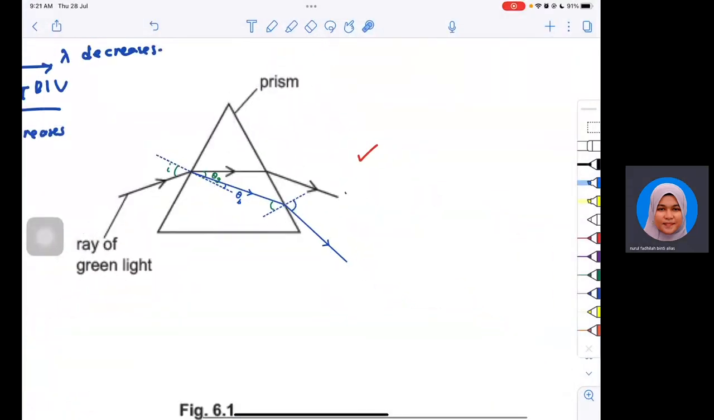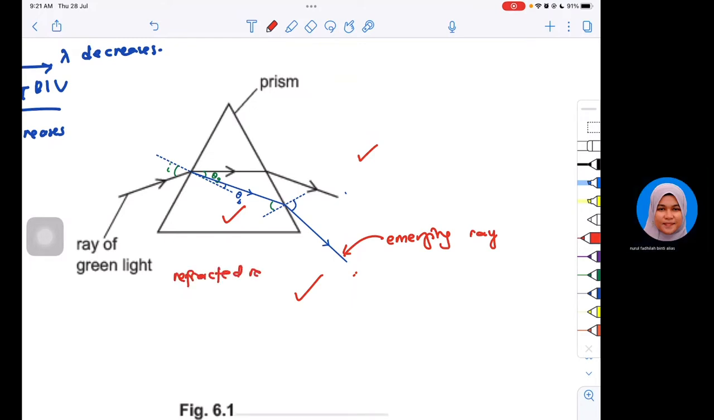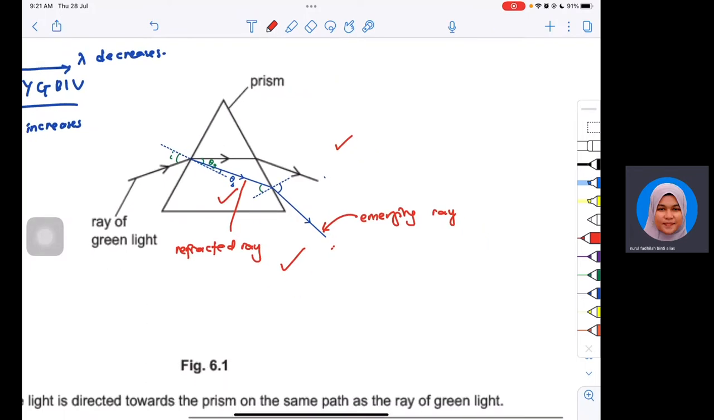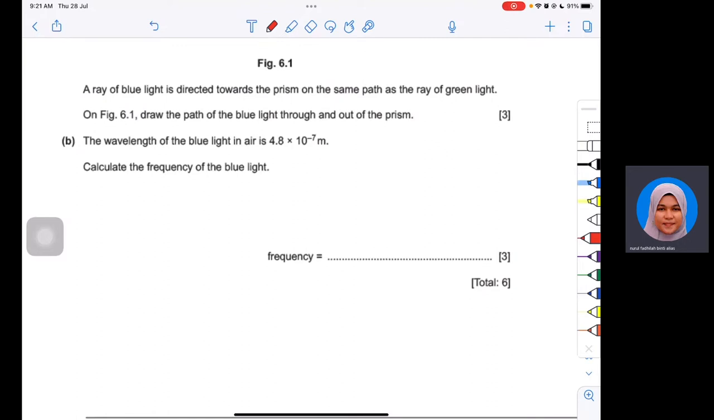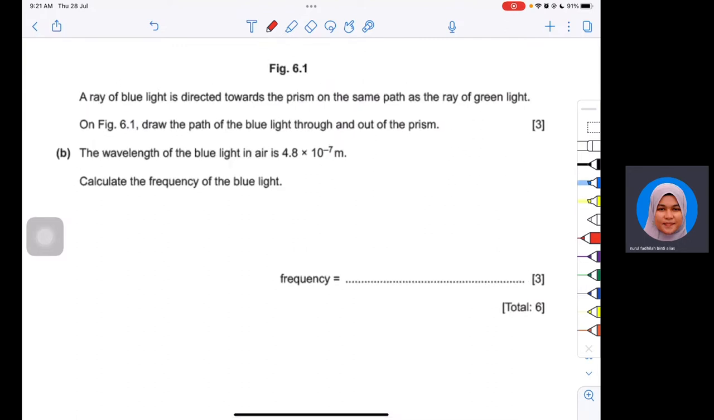Okay, next. One mark and then second mark kat situ. Right? And then this is what we call as, ini nama dia adalah emerging ray. Mana refracted ray? So, refracted ray, the one that inside tu. The first one refracted tu, ni adalah refracted ray. So, you kena baca soalan. Apa yang dia nak? Dia nak sampai emerging ray. So, draw sampai belakang.